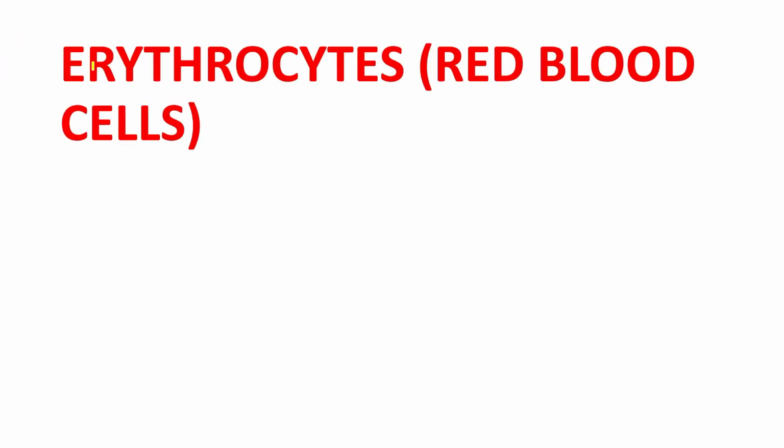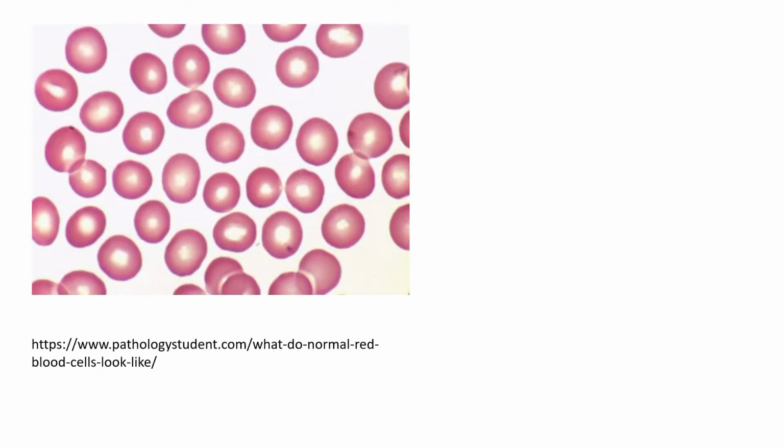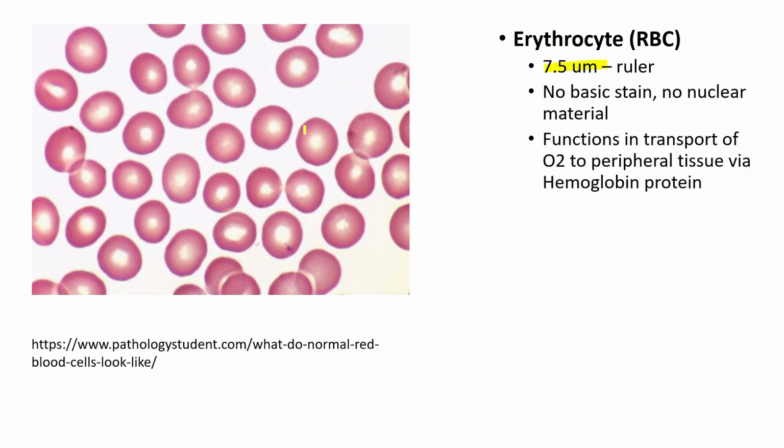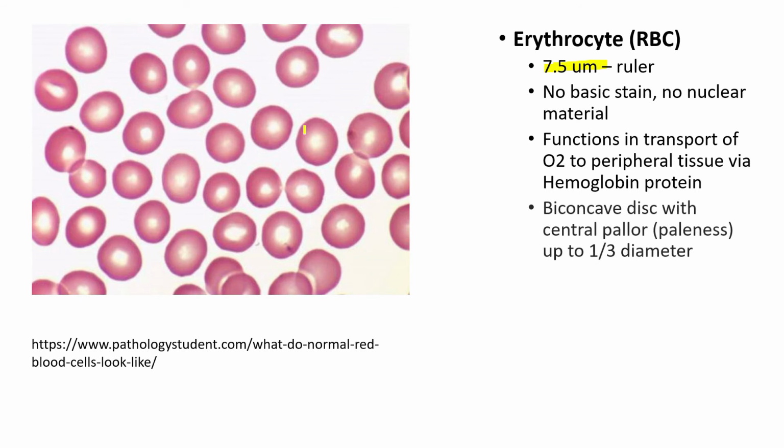So first, we're going to be talking about erythrocytes. So these are our red blood cells. Erythrocytes are 7.5 microns, and these are a ruler to compare relative to other blood cells, because remember, we have a lot of red blood cells relative to white blood cells in the buffy coat. And so we can appreciate that there's no basic stain, there's no nuclear material. So the erythrocytes do not have any nuclear material.